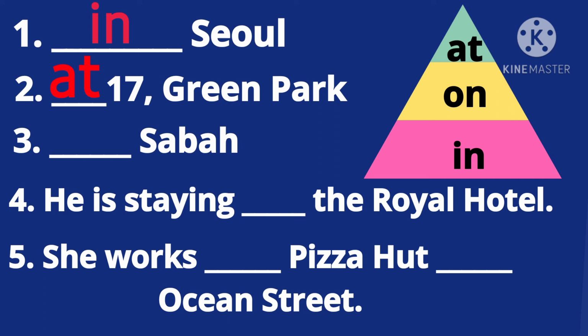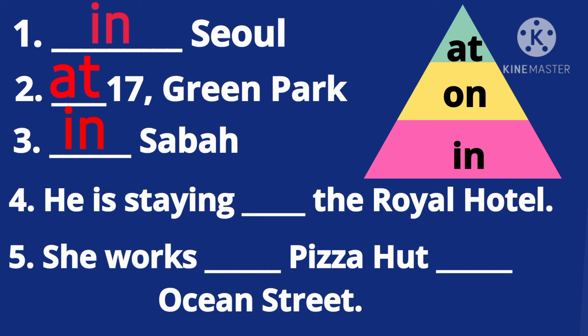Well, number 3, blank Sabah. What would you choose for that one? Yes, in Sabah. Again, Sabah is very wide, right? It's a big place. So, we want the widest option, which is in Sabah. In for cities, countries. Remember? Continents, large areas of land are also in the world.